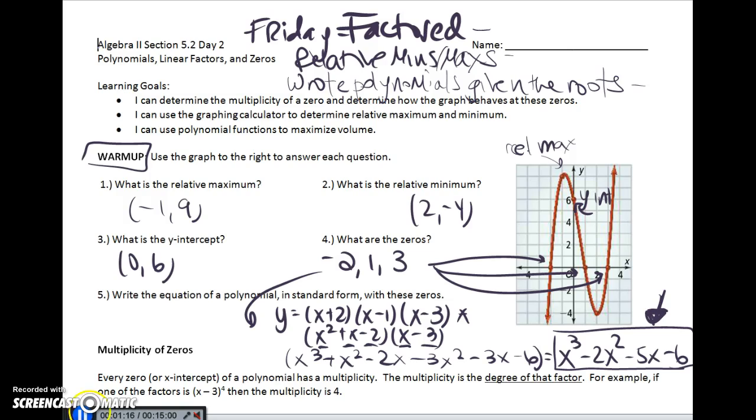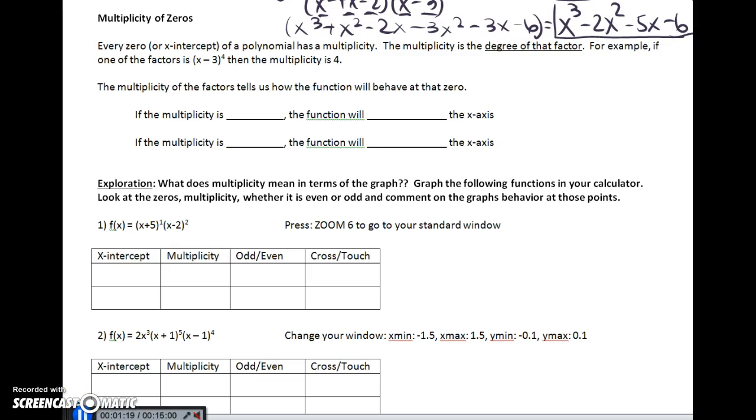Okay, so on to the new stuff for today. Today we're going to be talking about multiplicity of zeros. Every zero or x-intercept of a polynomial has a multiplicity. The multiplicity is the degree of that factor. For example, if one of the factors is (x - 3) to the 4th, this 4 would be the multiplicity. The multiplicity of the factor tells us how the function will behave at the zero. If the multiplicity is even, the function will touch the x-axis. If the multiplicity is odd, like if you had something like (x - 3) to the 5th, because this is an odd number, then it will cross the x-axis.